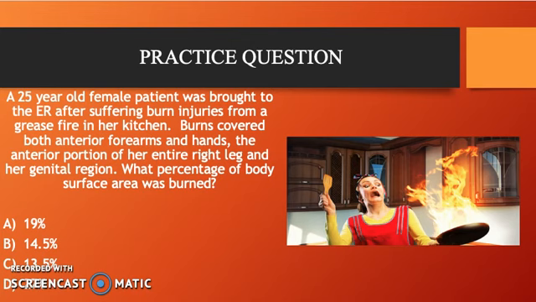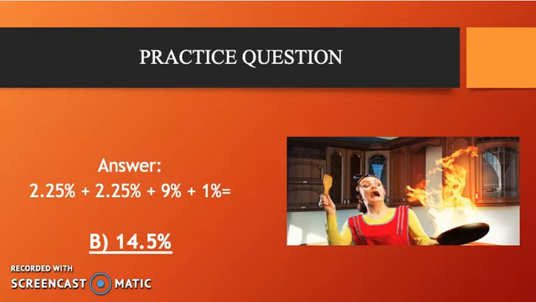So a 25-year-old female patient was brought to the ER after suffering burn injuries from a grease fire in a kitchen. The burns covered both anterior forearms and hands, the anterior portion of her entire right leg, and her genital region. What percentage of body surface area was burned? Is it 19%, 14.5%, 13.5%, or 27%? And so both anterior forearms, so that's 2.25 plus 2.25, plus 9 for the entire anterior right leg, and plus 1 for the genital region, which is B, 14.5%.